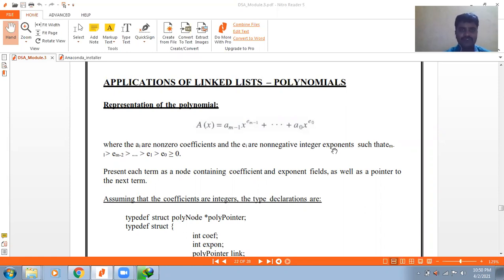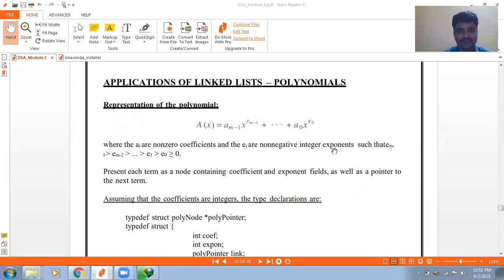So the representation of a polynomial is A(x) = a_{m-1} x^{e_{m-1}} + and so on + a_0 x^{e_0}, where the a_i are the non-zero coefficients and the e_i are non-negative integer exponents, such that e_{m-1} > e_{m-2} > ... > e_1 > e_0 >= 0. We present each term as a node containing the coefficient and exponent fields as well as a pointer to the next term.